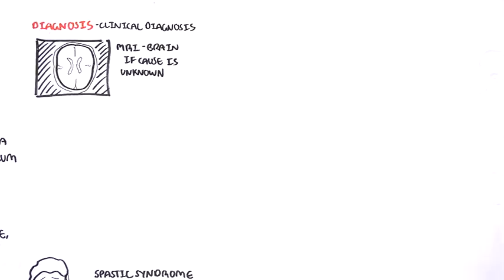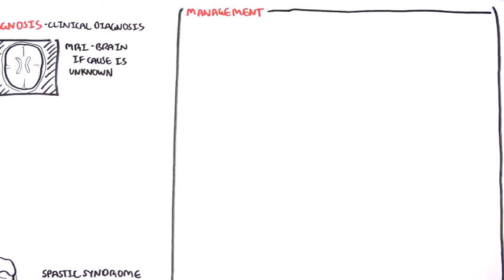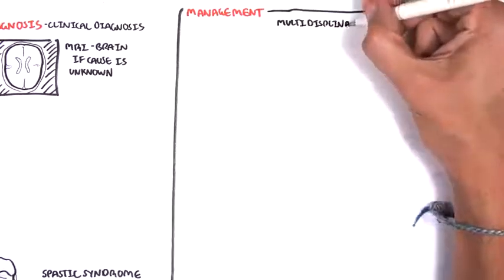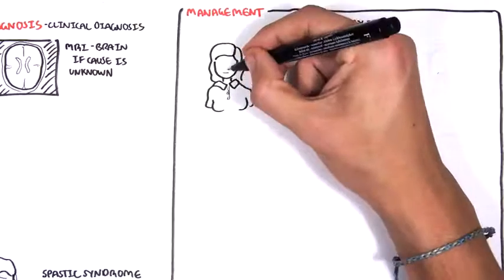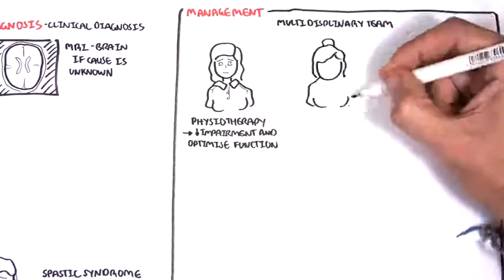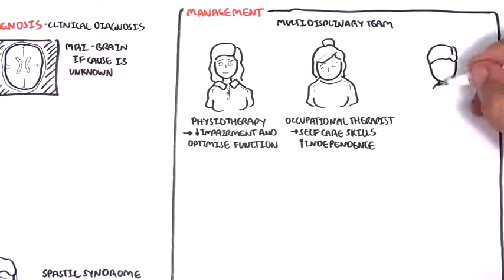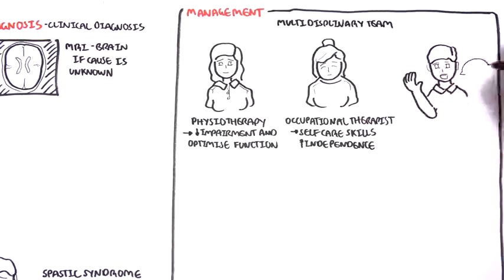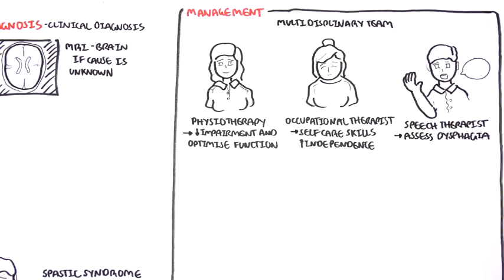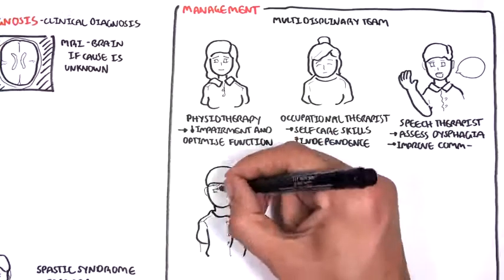The management of cerebral palsy involves a multidisciplinary team because there are a lot of complications, as we talked about. The team involves a physiotherapist to help reduce impairment and optimize function, an occupational therapist for self-care skills and to increase independence. A speech therapist is here to assess for dysphagia and also to improve communication.